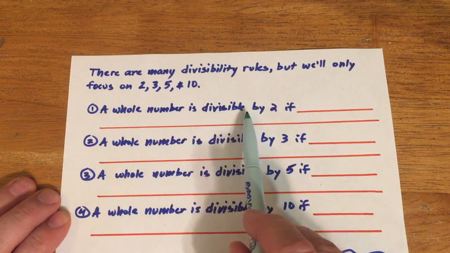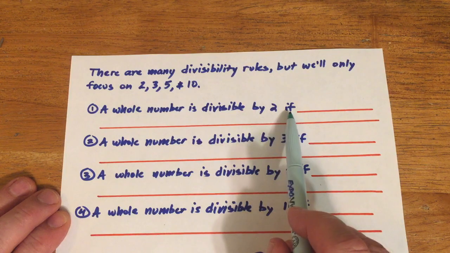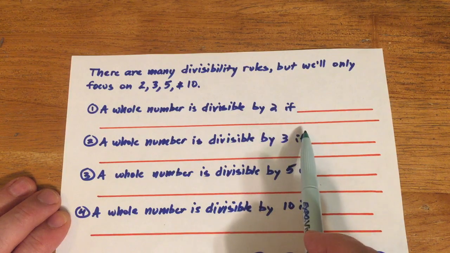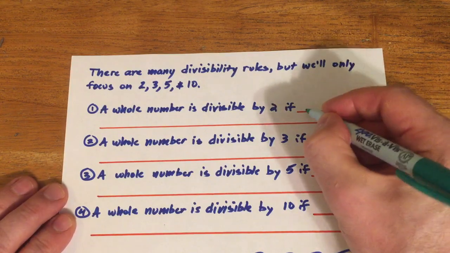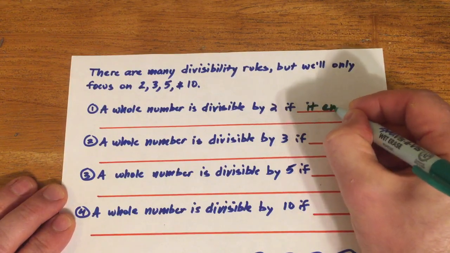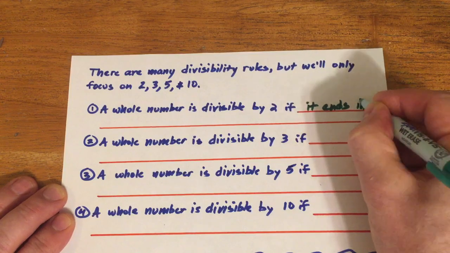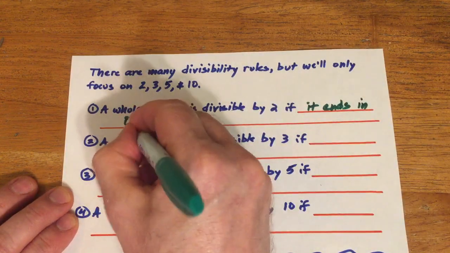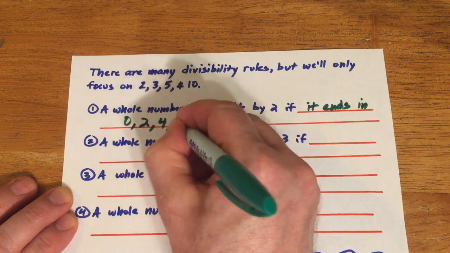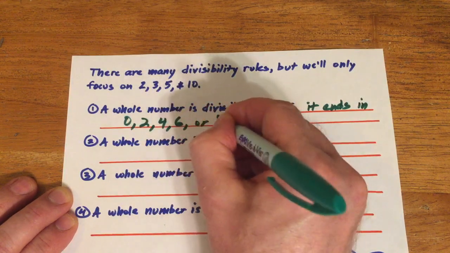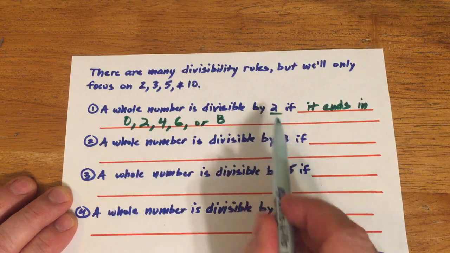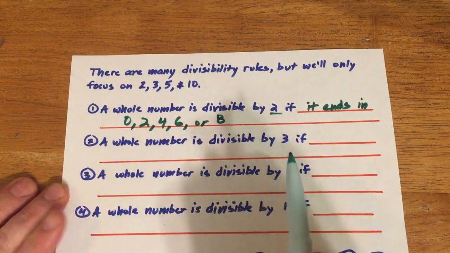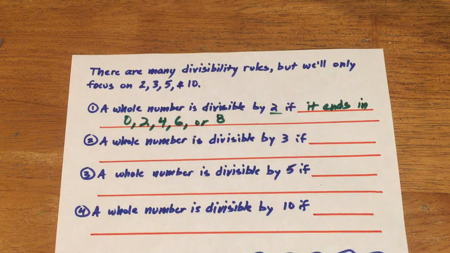A whole number is divisible by 2 if, what do we put here? Well, hopefully you were thinking about the fact that it's got to be an even number. In other words, it ends in one of these digits: 0, 2, 4, 6, or 8. That's divisibility by 2. What about divisibility by 3? Divisibility by 3 has a completely different rule. Let's take a look at that.